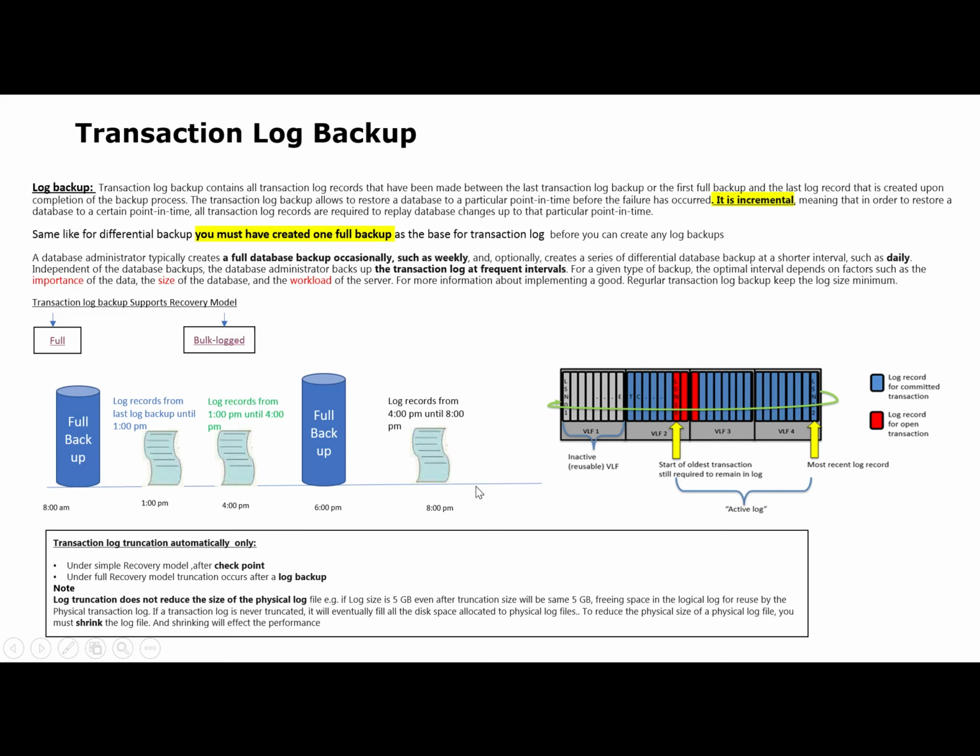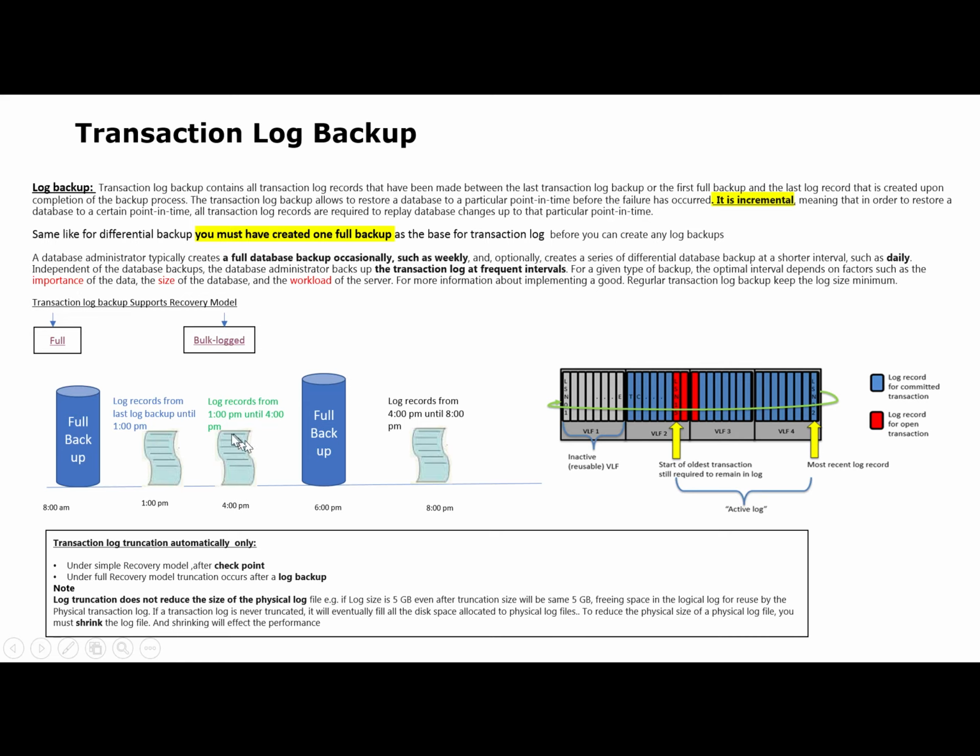The transaction log file truncation occurs automatically if the recovery model is simple. In the simple recovery model, we cannot take the log backup, but the transactions are still saved in the log file for a certain amount of time, and when the checkpoint occurs, these transactions are cleared from the log file and the space can be reused for other transactions. And if it is the full recovery model, the log truncation will occur when we take the log backup.